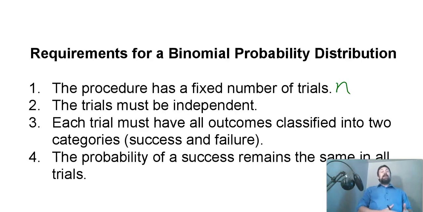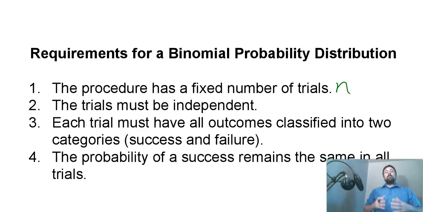The trials must be independent. Again, the coin flip example is a good example of that. So when I go to flip the coin the second time, the chance of getting heads or tails is unaffected by what I got the first time I flipped the coin, right? So each time I flip the coin, the probabilities for that result are independent of the events that occurred before it.